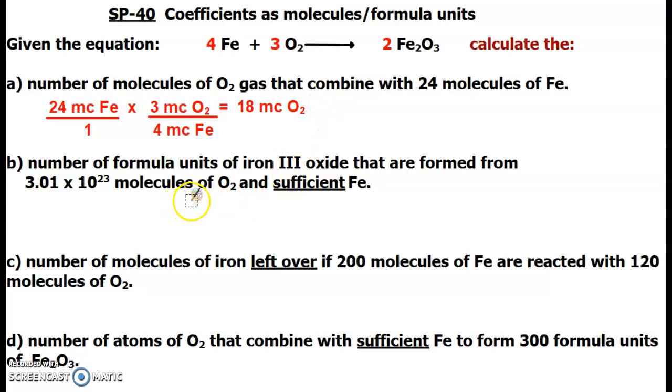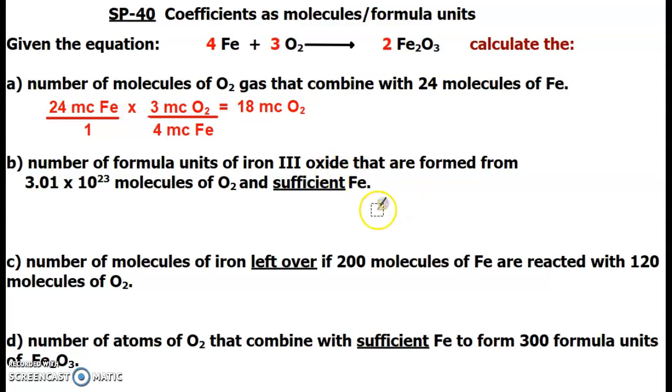This time we're looking for the number of molecules of iron 3 oxide, which is this compound right here, that are formed from this many molecules of O2 and sufficient iron. Now I keep saying that word sufficient iron, and you'll see it several times in these problems, where it'll say sufficient this, sufficient this. All sufficient means is that you have enough. Because eventually we're going to get to problems called limiting reactant problems, where you have to figure out which one of your reactants is the one you have the right amount of and which one you have too much of. So right now when you see sufficient, don't even worry about it. It just means you have enough of it to make it happen.